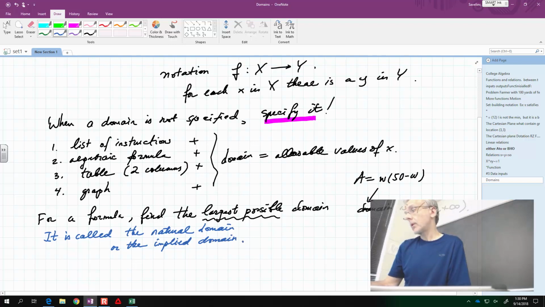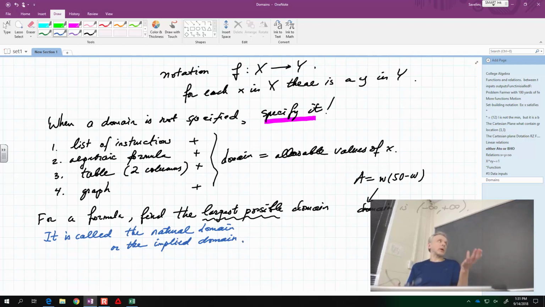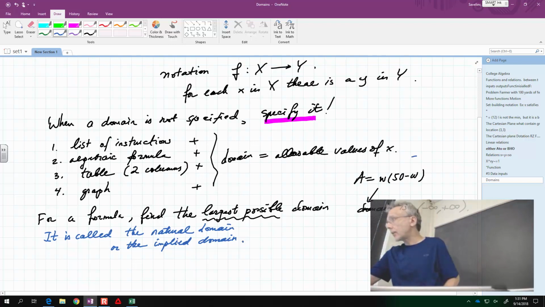So in other words, the formula carries with it the domain. Even when it is not specified, it can be extracted, and when it is not specified, then the assumption is that it is the largest possible. You want this formula to be as applicable as possible, so you make the domain as large as possible.